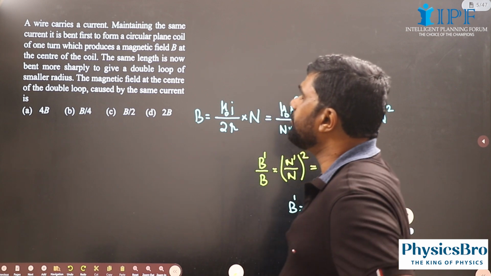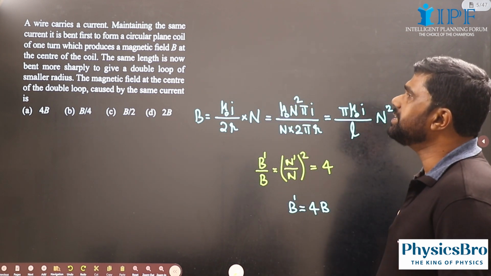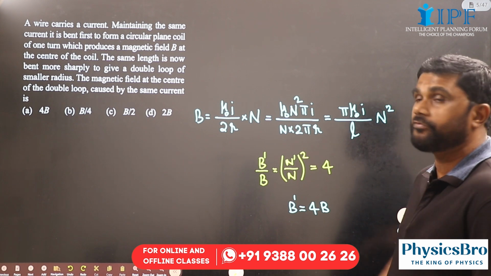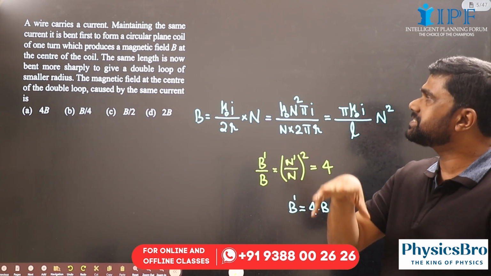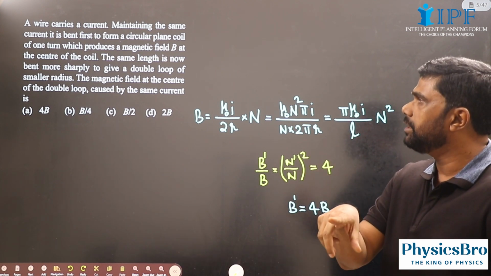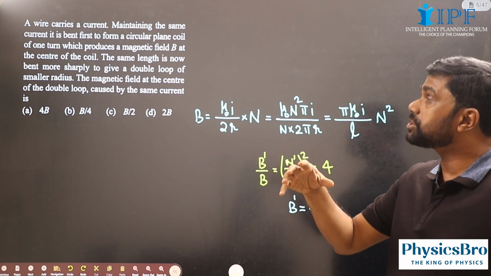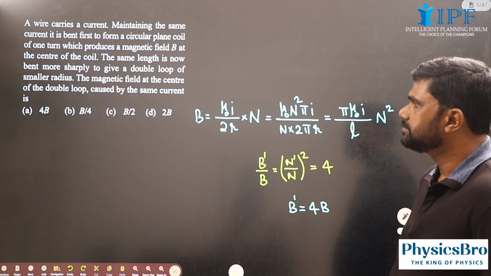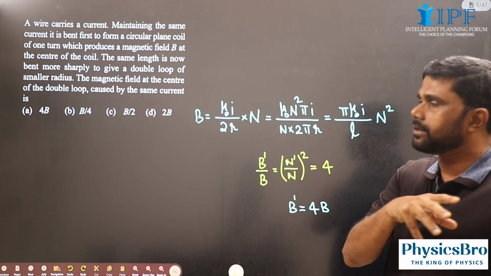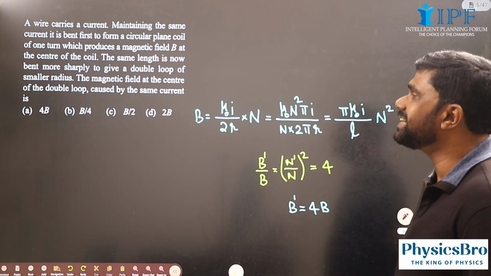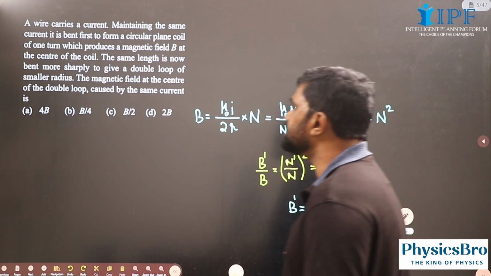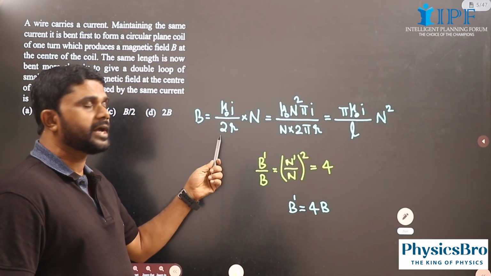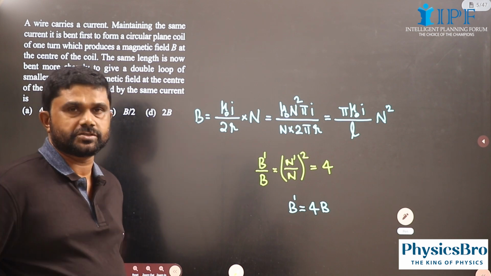Now let's see, a wire carries a current. Maintaining the same current, it is bent first to form a circular plane coil of one turn, which produces a magnetic field B at the center of the coil. The same length is now bent more sharply to give a double loop of smaller radius, using the same length of wire. The magnetic field at the center of the double loop caused by the same current is. See, magnetic field at the center B equals mu 0 I by 2R into number of turns.